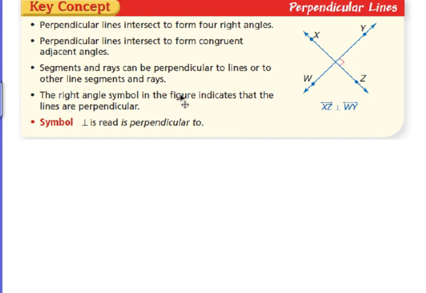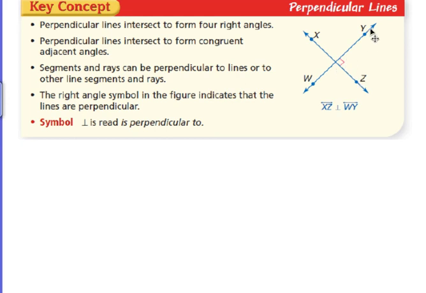The right angle symbol in the figure indicates that the lines are perpendicular. In other words, this symbol right here says this is 90. And think about it. If the line XZ is a half a circle or a straight angle, that means it's 180. So this is 90. Guess what? This has to be 90 as well. Why? Because 90 plus 90 is 180.